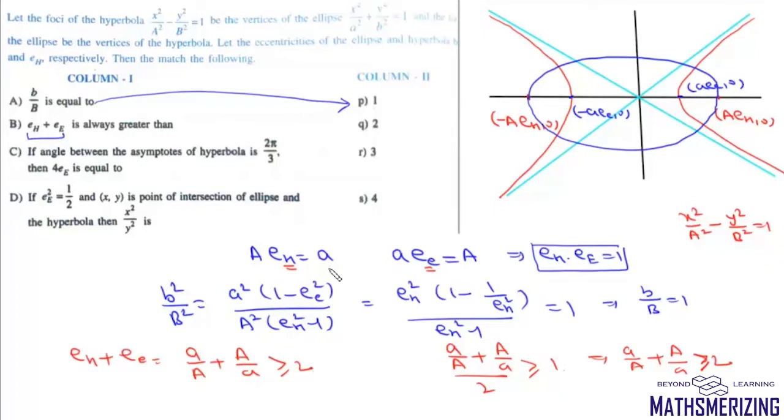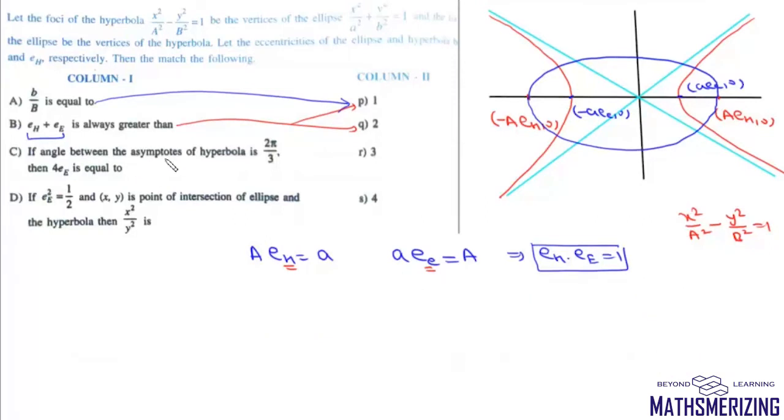Now this small a and capital A cannot be equal. Then we won't have this equality sign also. So this a upon A plus A upon a must be strictly greater than 2. So this second option, which is EH plus EE, is always greater than 2. So that means this option matches with Q. And since it is greater than 2, it is also greater than 1. So it matches with both P and Q.